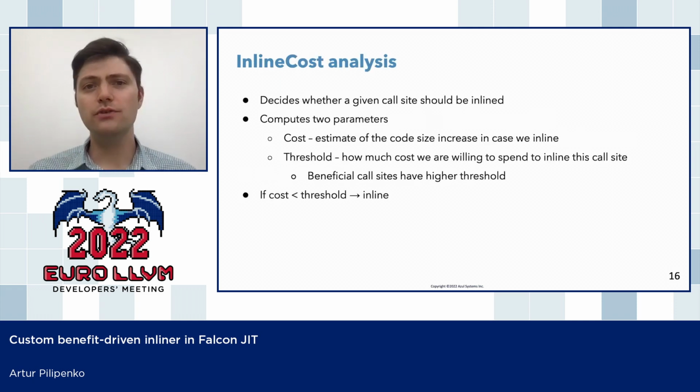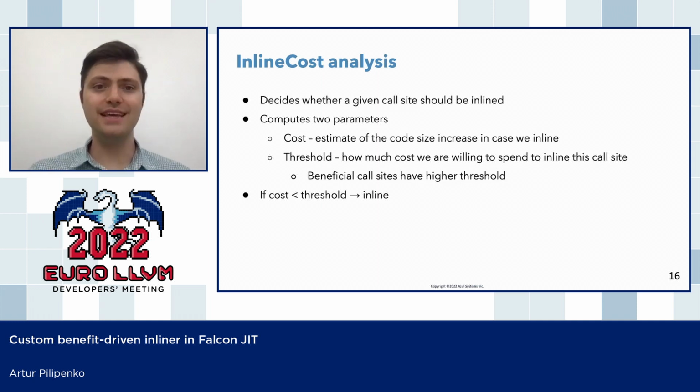I described how different inliners traverse the call sites, but I didn't say anything about how they make the decision whether to inline a particular call site or not. This job is delegated to InlineCost analysis. This analysis, given a call site, decides whether it should be inlined or not. And in order to make this decision, it computes two parameters. It computes the cost and the threshold.